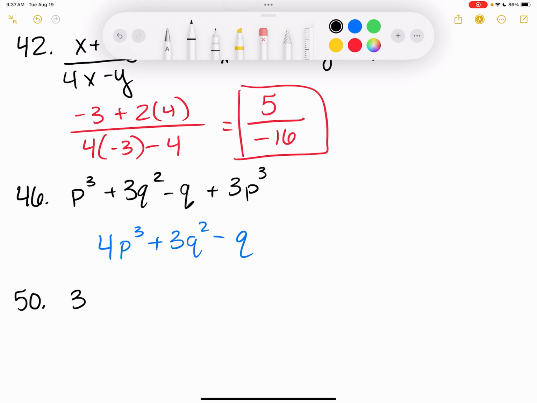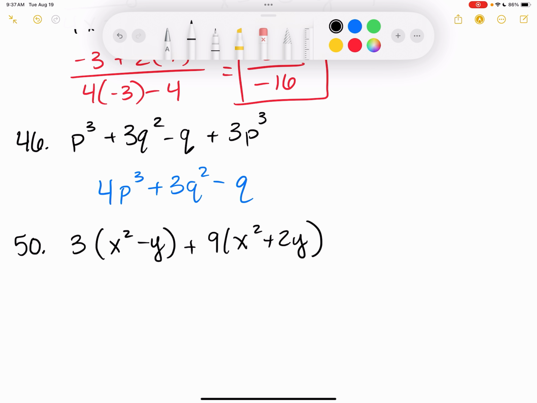3 times x squared minus y plus 9 times x squared plus 2y. I used the wrong color. Oh, Sophia has one of the lids like I want for my cup. I pulled it. They won't sell just the lid. It makes me mad. Did I spill it all? I know, that's why I want one. Wait, I'm thinking. Sorry. Distribute. I like that one better because I know it won't spill.